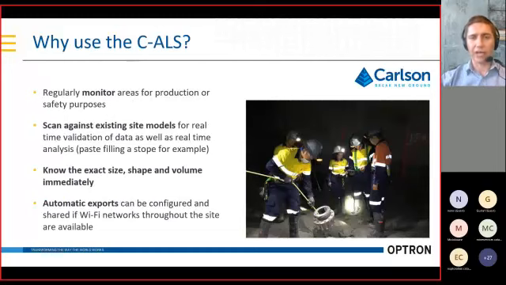Okay, so once again, just to elaborate on that a little bit more, you can regularly monitor your areas for production. You can also, while you're in the field, scan against existing site models. Once you've done the scan, you can already mesh your data using Carlson scan, and you can already know what the size is, what the shape is, and also what the volume of that cavity or that stope underground is. And if you connect it to a Wi-Fi system, if there's a Wi-Fi network available on the mine site, you'll be able to export that data through to the planning office for those guys to do other kinds of analysis or update the mining models.